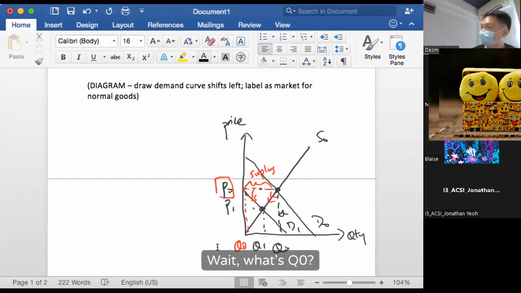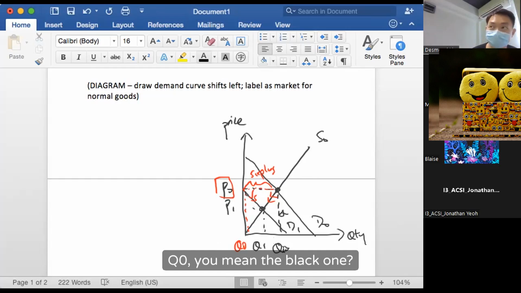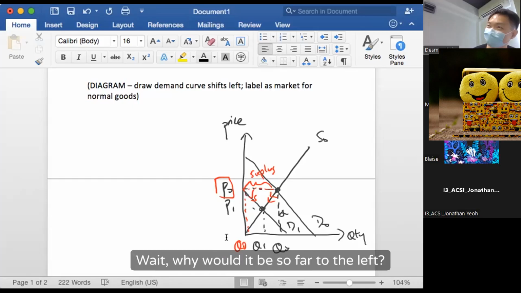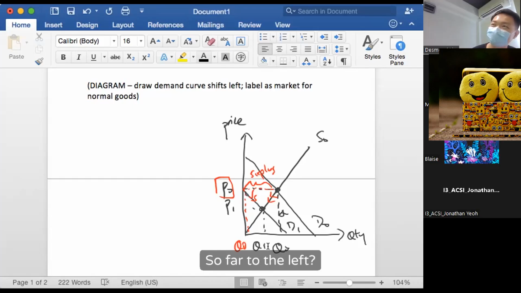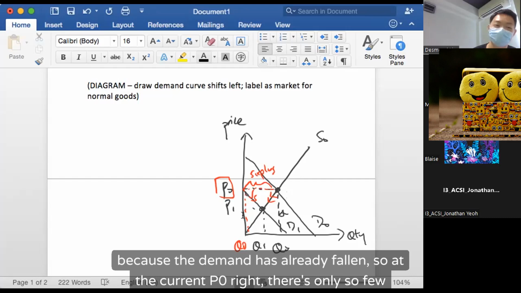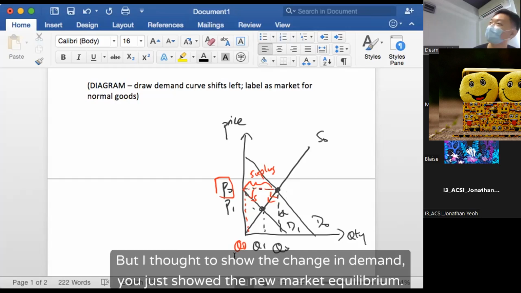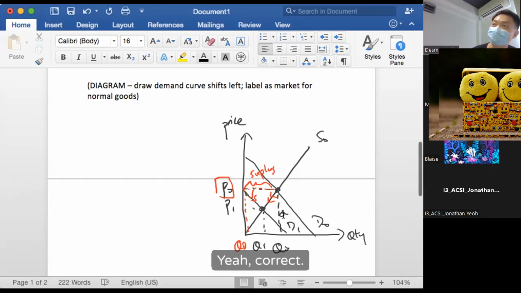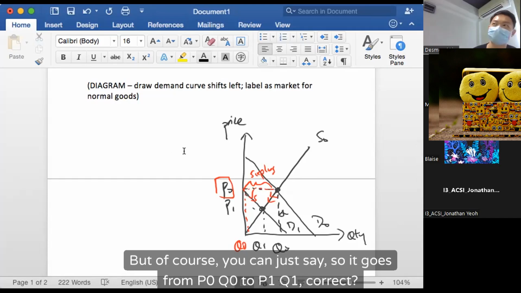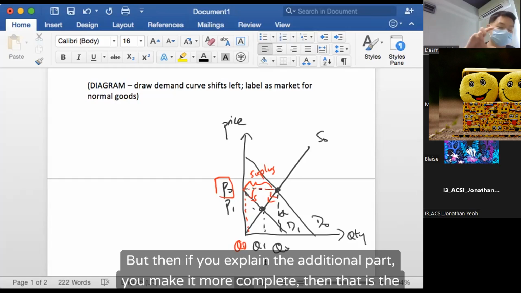Wait, what's Q0? You mean the black one? No, the red color, this one, QD, quantity demanded. But why would it be so far to the left? Oh, because the demand has already fallen. So at the current P0, there are only so few units that will be bought. But I thought to show the change in demand, you just show the new market equilibrium. Yeah, correct. The new equilibrium is Q1. You can just say it goes from Q0 to P1, Q1, correct. But if you explain the additional part, you make it more complete. Then that is the part your friends will not have.